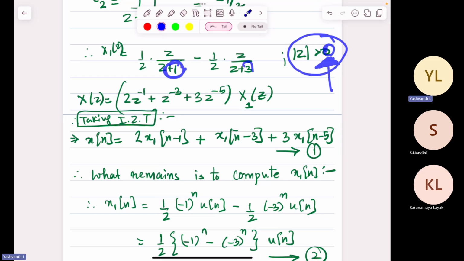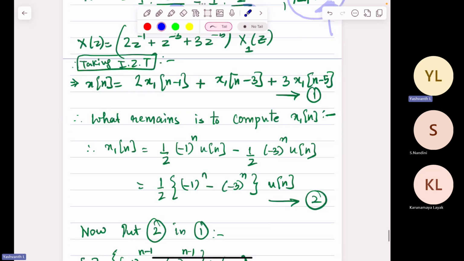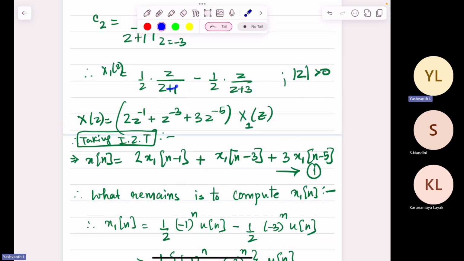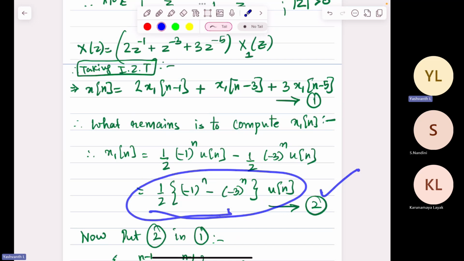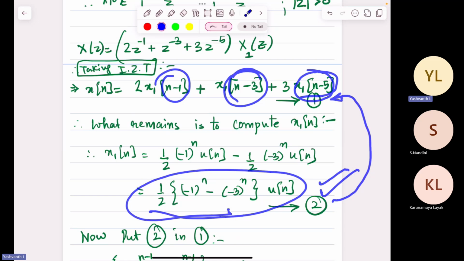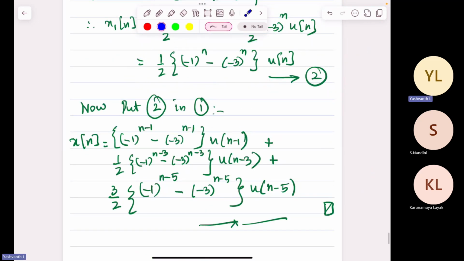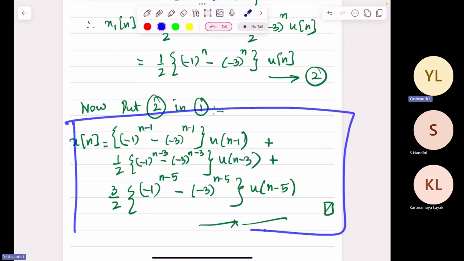You're taking the e power 1 power n and 3 power n, with a minus 1, because it should be z plus 1, and similarly minus 3 here. So it is half of minus 1 power n u of n minus half of minus 3 power n u of n. This is basically my x1 of n. Now I found x1 of n. Substitute this back in equation 1, because I am delaying by 1, 3, and 5. If you substitute it back, you can show that your x of n is given by this big equation here.